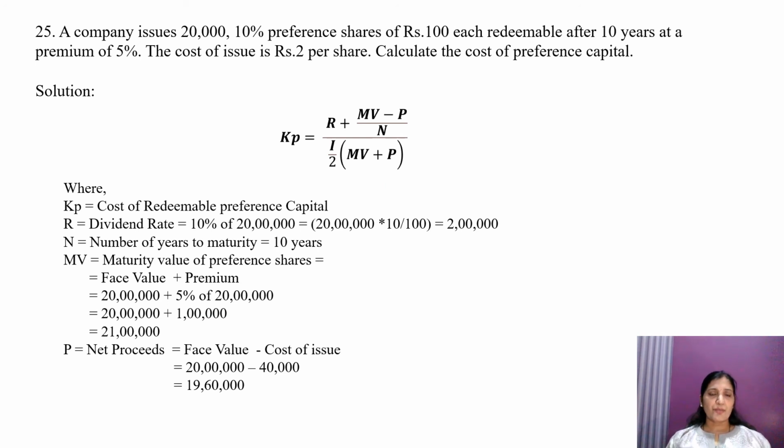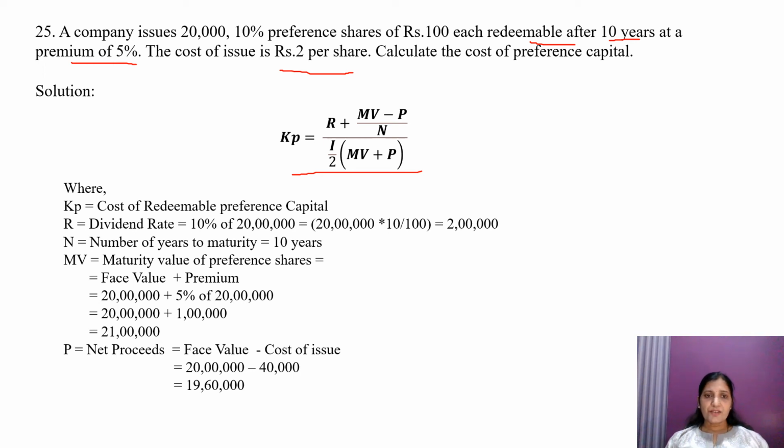Let's solve a problem over here. A company issues 20,000 10% preference shares of rupees 100 each, redeemable after 10 years at a premium of 5%. The cost of issue is rupees 2 per share. Calculate the cost of preference capital. So as we all know that this is a redeemable preference share, so we will go for this formula. Here we'll calculate the values of each of these attributes.